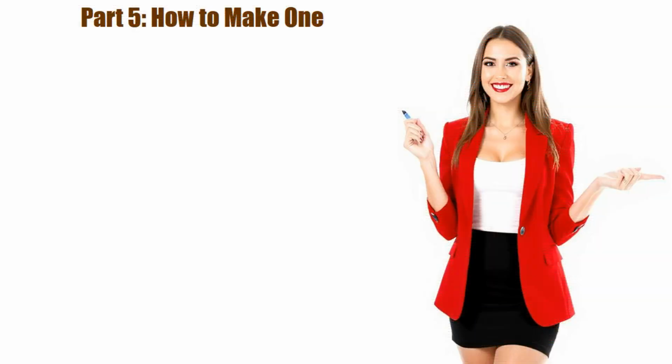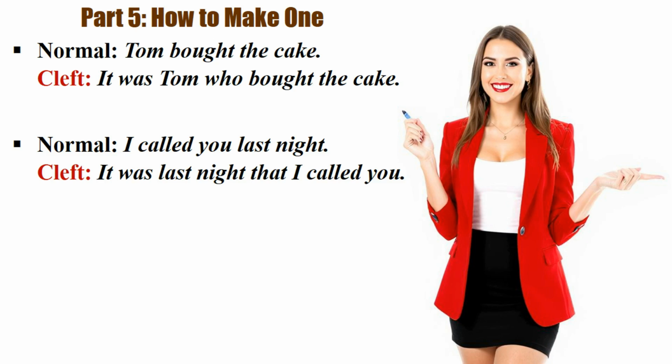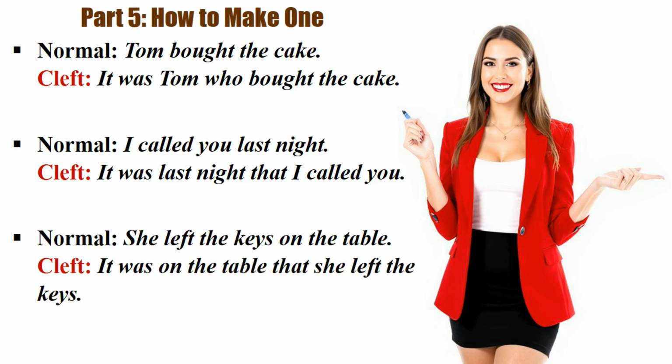Part 5. How to make one. Let's transform normal sentences into cleft sentences together. Normal: Tom bought the cake. Cleft: it was Tom who bought the cake. Normal: I called you last night. Cleft: it was last night that I called you. Normal: She left the keys on the table. Cleft: it was on the table that she left the keys. Easy, right? Just pick the part you want to emphasize and put it after it was.